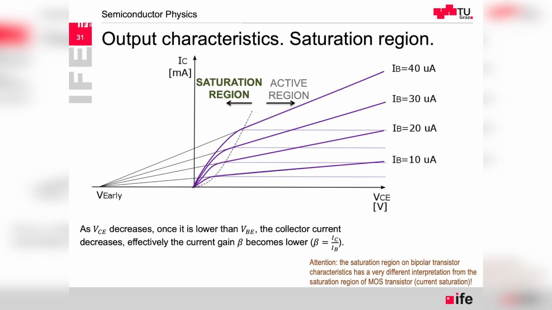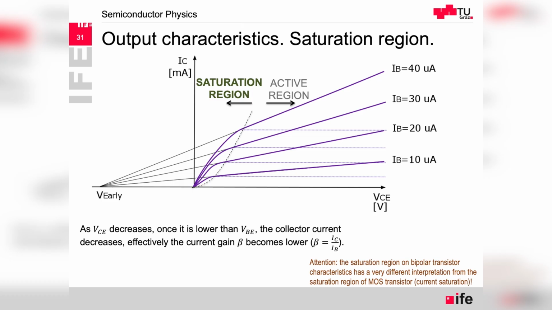So ideally, we would like a flat characteristic as a function of the collector-emitter voltage. We see some sloping, and depending on what type of device we take in the catalog, for example, of the bipolar transistors, this slope might be different, and it's defined by this early voltage, where all the characteristics, if extended linearly, meet in one point.